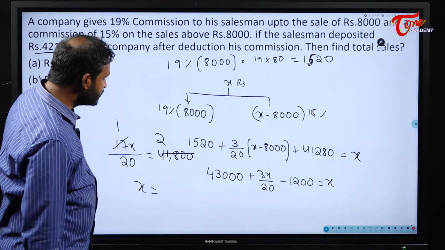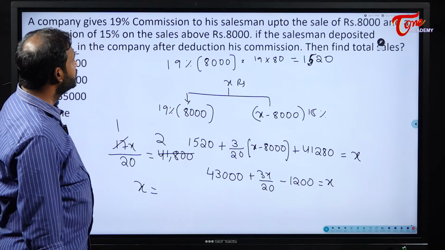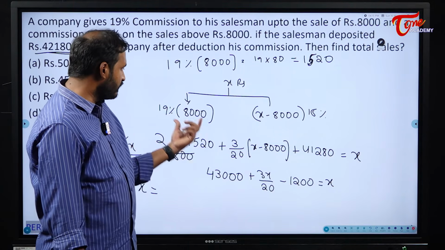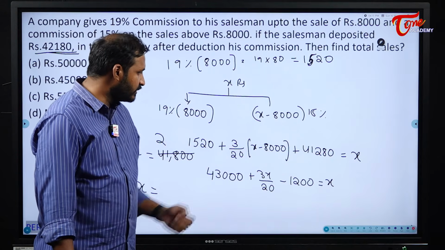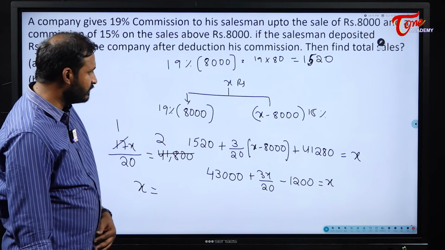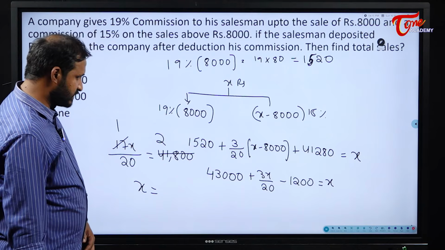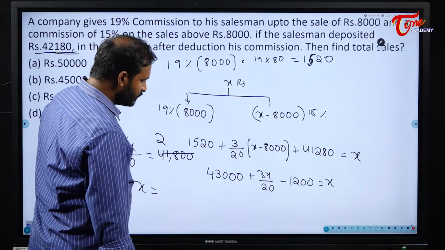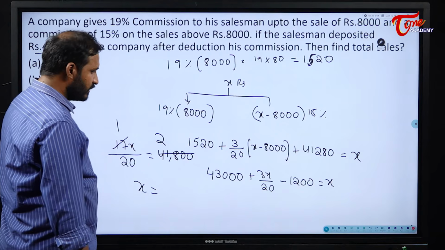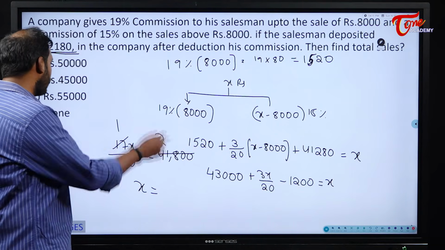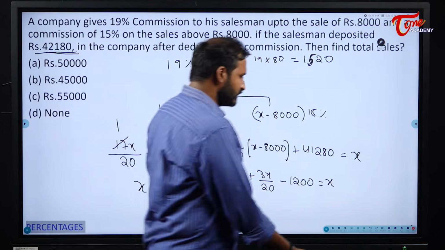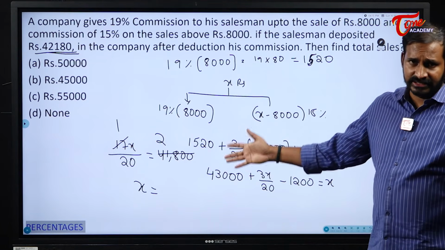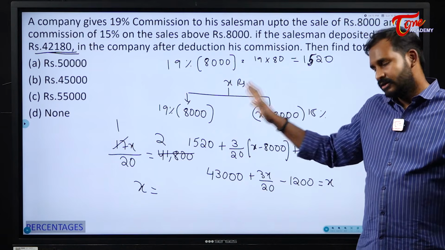Okay, so what mistake have we done here? Did we make any mistake here? The salesman deposited 42180. His commission on below 8,000 plus his commission on above 8,000 plus this 42180 will become what? His total sales x. So when you solve this one, you will get 43,000. Okay, good. And 1200, 41,000. So solve for this, you will get the value for this one. Okay, there is something different. No need to worry. You will get the answer. The process is the same. Don't worry.